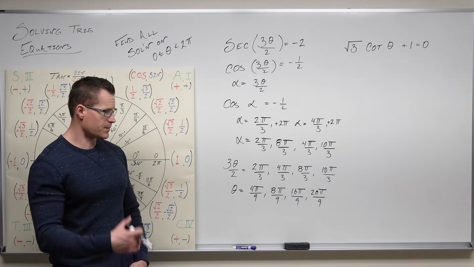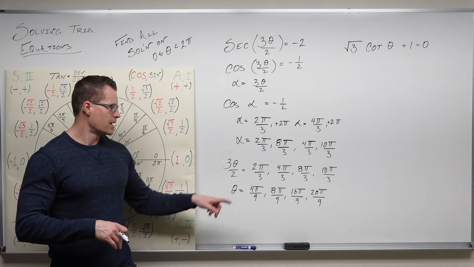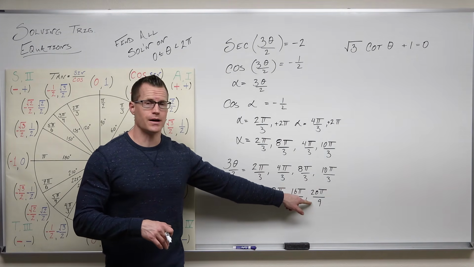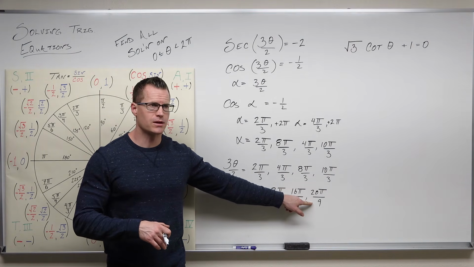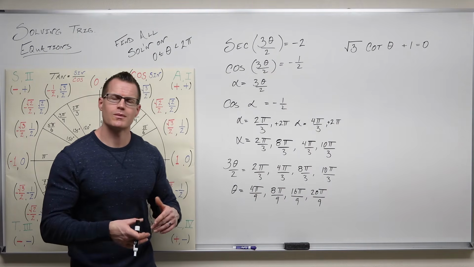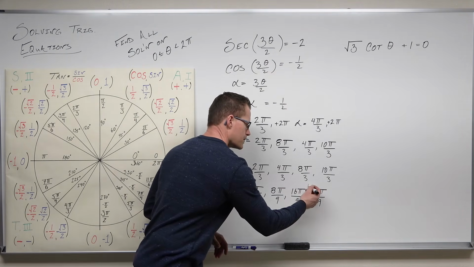So 4 pi over 9, 8 pi over 9, 16 pi over 9, 20 pi over 9. That's less than 2 pi, that's less than 2 pi, that's just less than 2 pi, that's not. That is, let's see, 9 goes into 22 times with the remainder 2. That is more than 2 pi, and this is what I was talking about, this is what we want to cross out. I hope that makes sense.